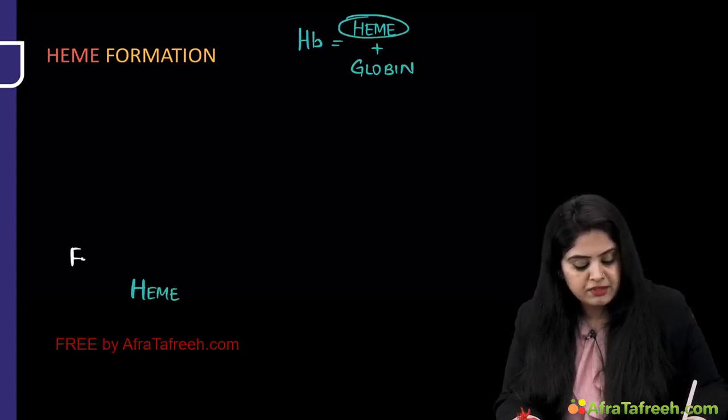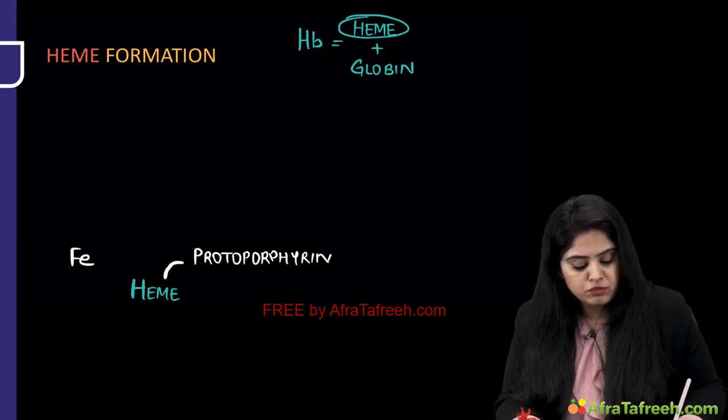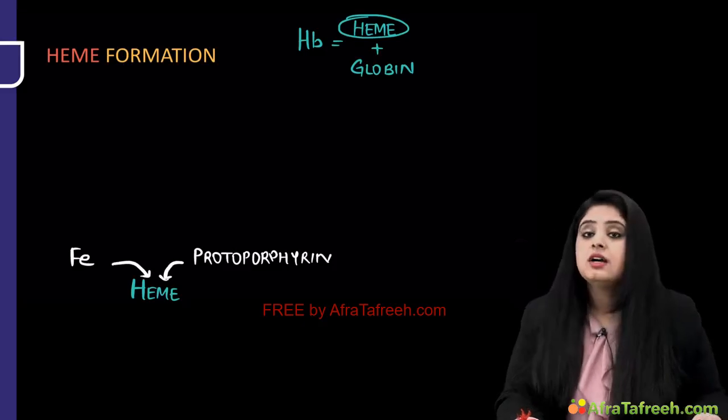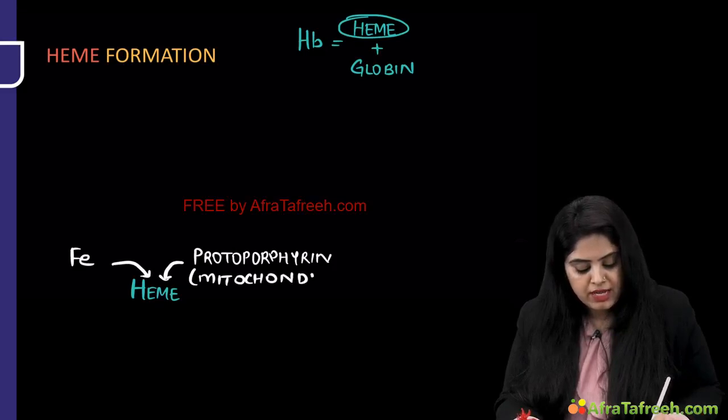Heme is made up of iron and a ring called protoporphyrin. When they fuse, where does this reaction occur? They fuse in the mitochondria. And which is the enzyme that helps in their fusion?